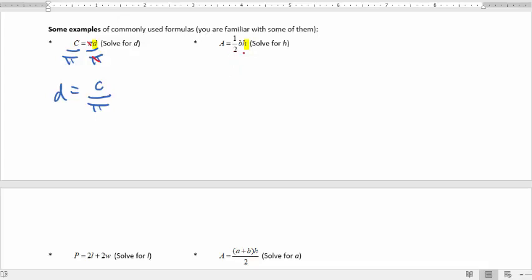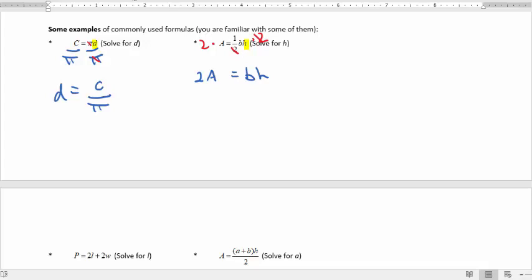Well, a half is being multiplied, so if I want to get rid of that, yeah, I could say I'm dividing by a half, but remember, dividing by a half is really the same as multiplying by the reciprocal. So what I really want to do here is multiply by 2 on both sides. So I'll multiply the left side by 2, and I'll multiply the right side by 2. And on the right side, of course, the 2's are going to cancel, and I'm just going to be left with b h. And then on the left side, 2 times A, well, that's just 2A. 2A equals b h.